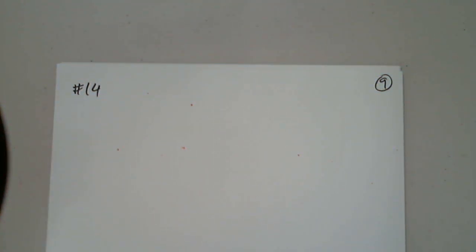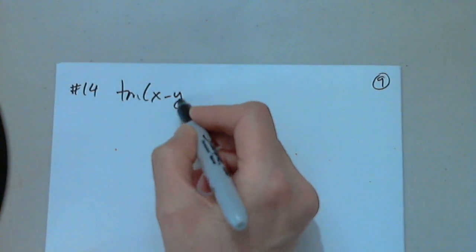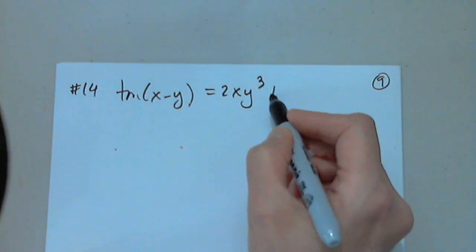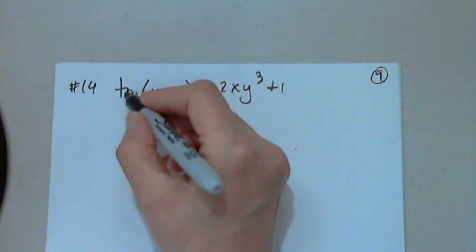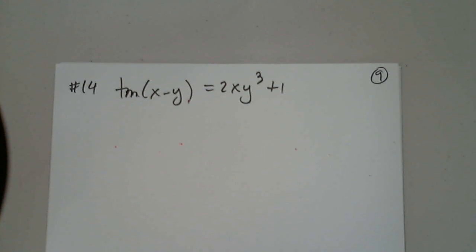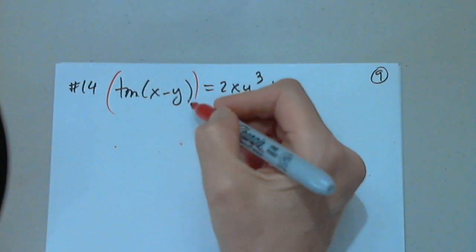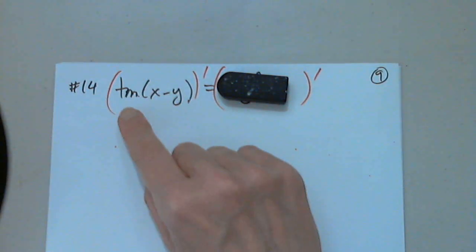14. This one. So tangent x minus y equals 2xy cubed plus 1. Okay. Now we're in business, really. Good. Yes, this one is not a friendly situation. No one can solve for y, of course. We will apply the operator to both sides. So let's take it easy first with this.